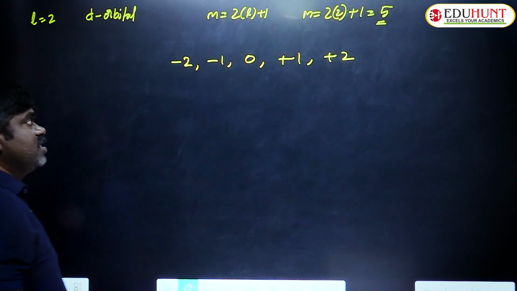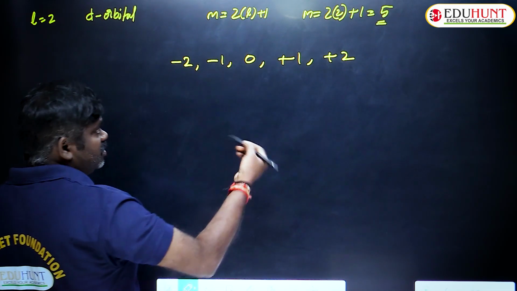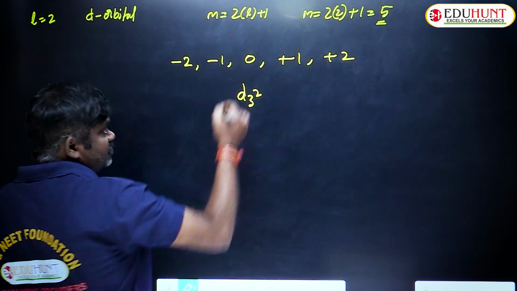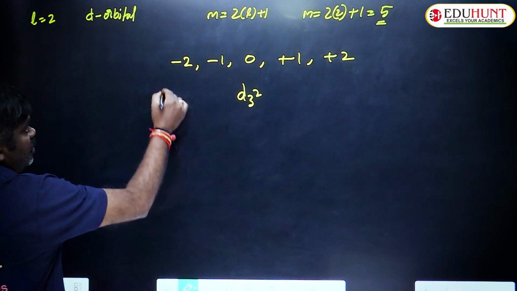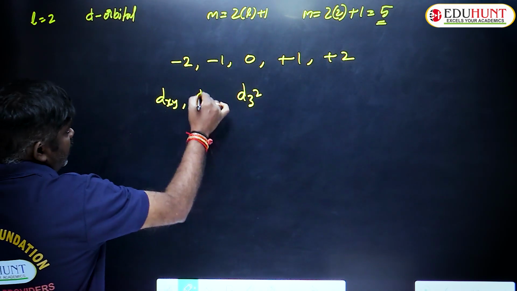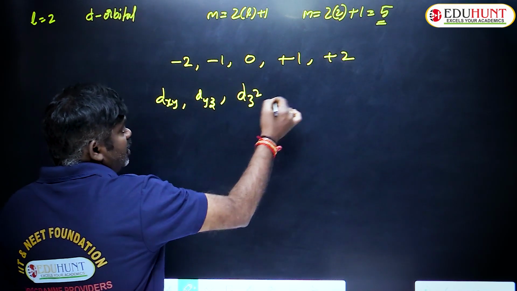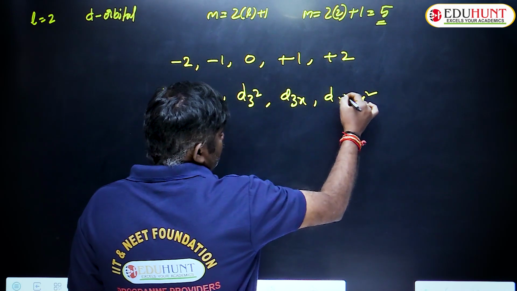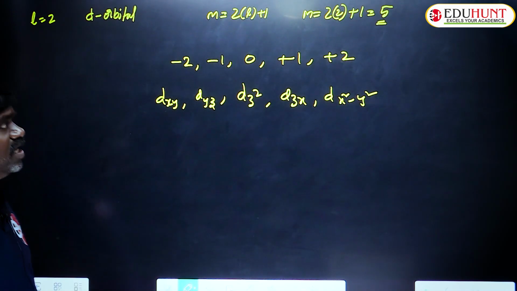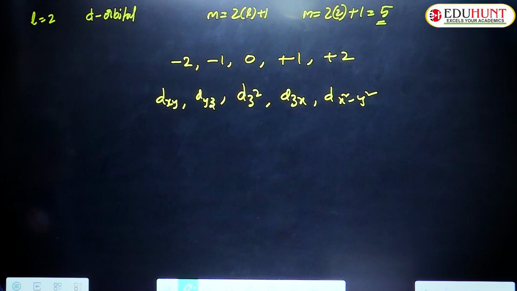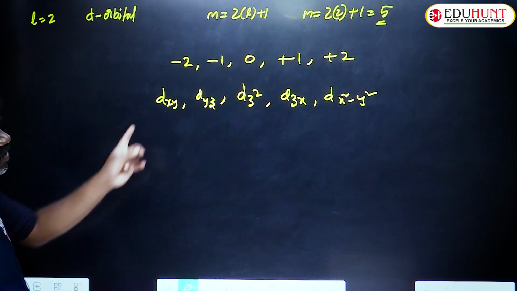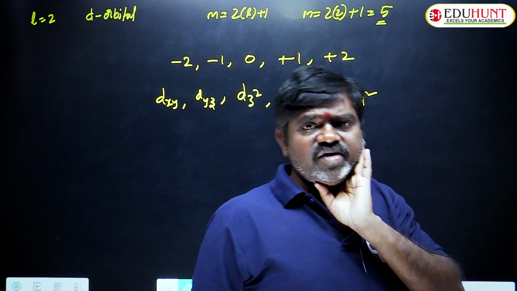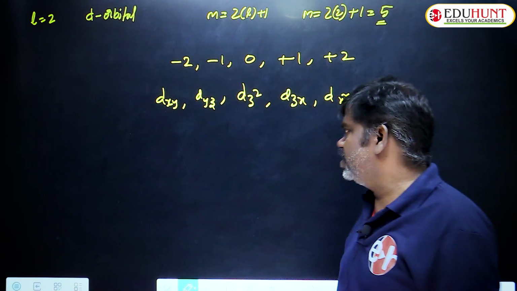In representation, interchange can also take place, but 0 is represented by dz square, and the others are dxy, dyz and dzx, dx square minus y square. So 5 d orbitals are present. If you take any d subshell, it contains 5 d orbitals, 5 spatial orientations. They are dxy, dyz, dzx, dx square minus y square, dz square.